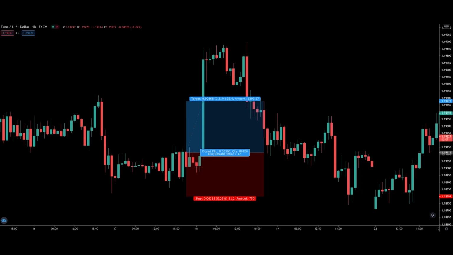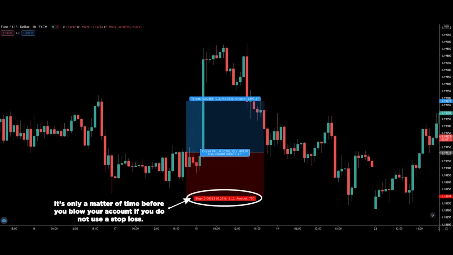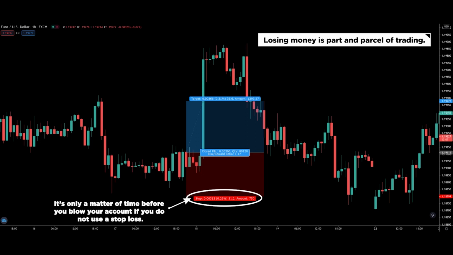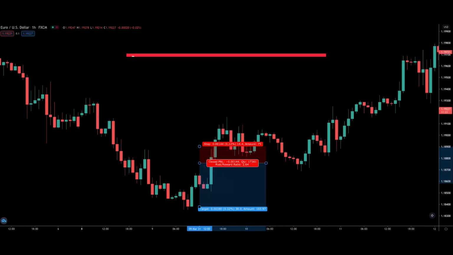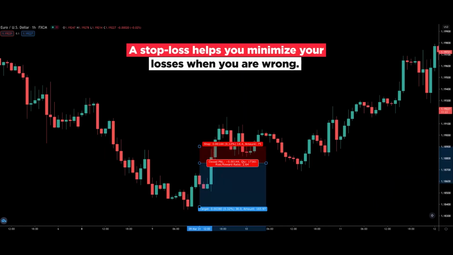You probably know what a stop loss is. If you don't, then you are in serious trouble, because it's only a matter of time before you blow your account if you do not use a stop loss. I don't care how accurate you are, losing money is part and parcel of trading. It cannot be avoided. So a stop loss helps you minimize your losses when you are wrong, and you need to be using one.